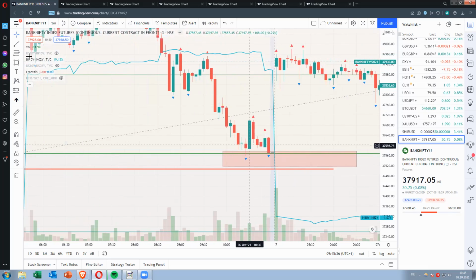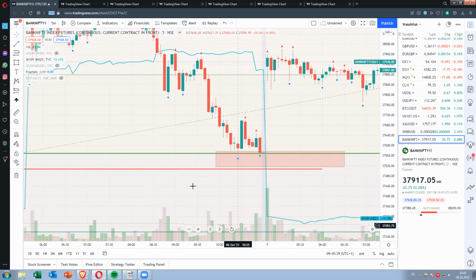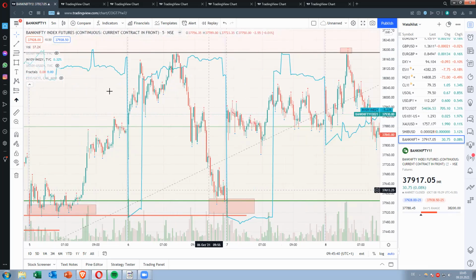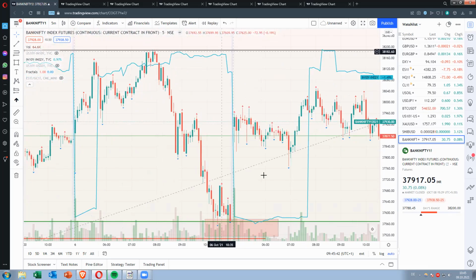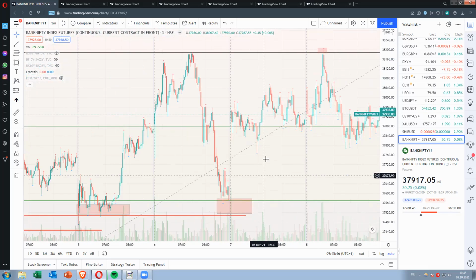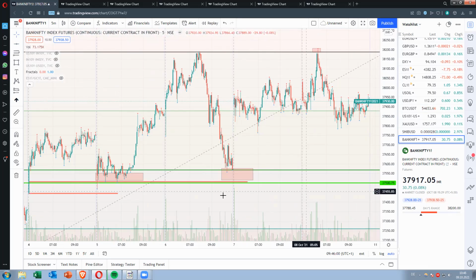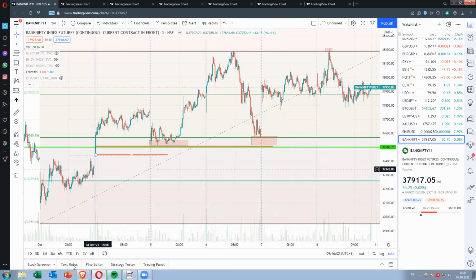Oh man, this line is really trash. Actually, what I see in the option chart is that there is a high call writing, 38,000 call writers are there. So I think that on Thursday, with a gap up like this, they want to clear those call writers at 38,000.